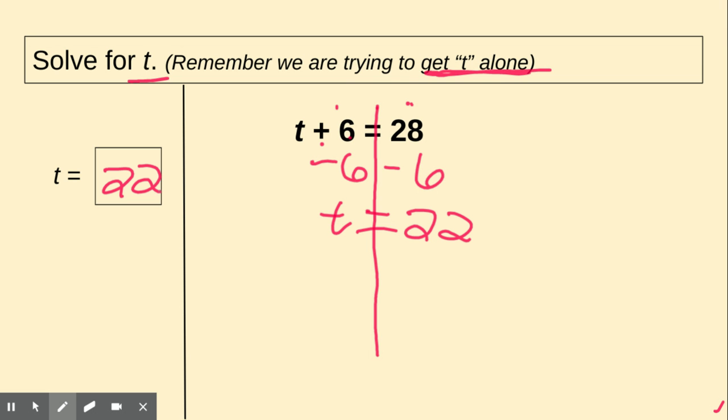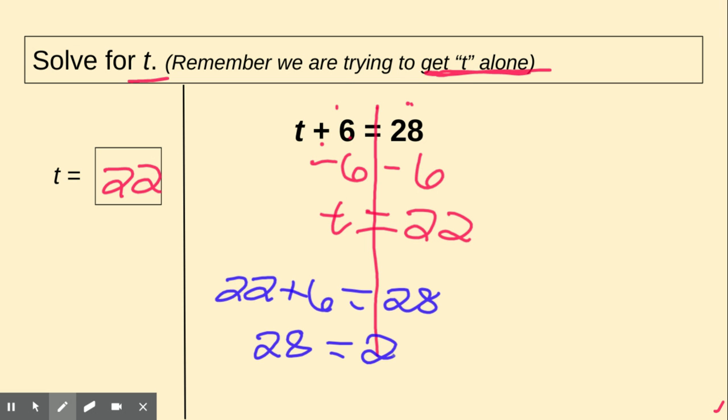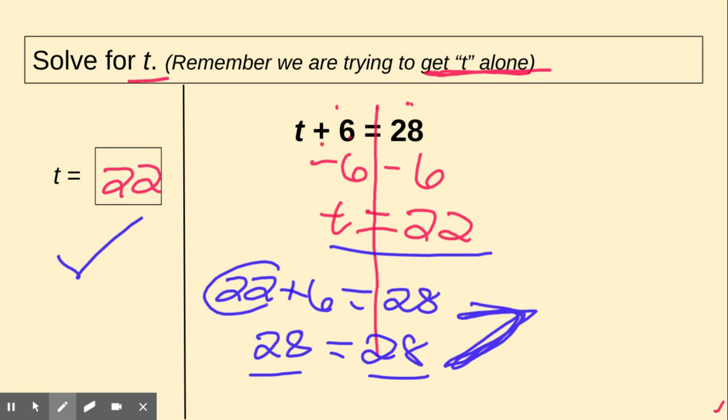And if we want, we can check our answer by plugging in 22 for t. So 22 plus 6 equals 28. 22 plus 6 is 28. And they're both the same on each side of the equal sign, so we know that t equals 22 is correct. So this blue way here is just how I checked my answer. Once we figured out t was equal to 22, I plugged in 22 for t just to make sure my answer was correct.